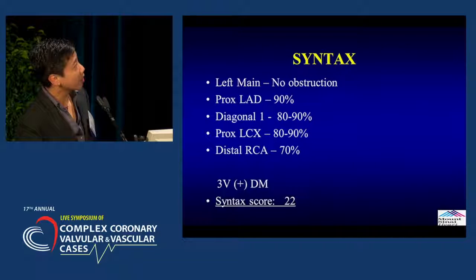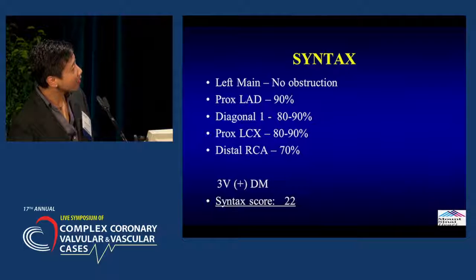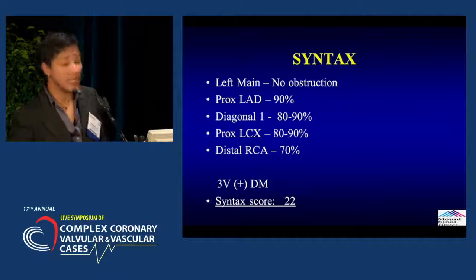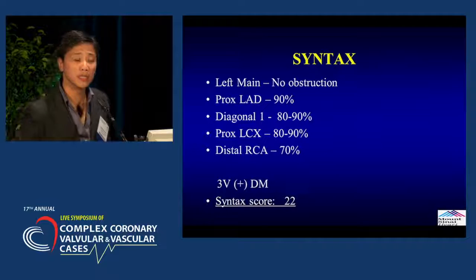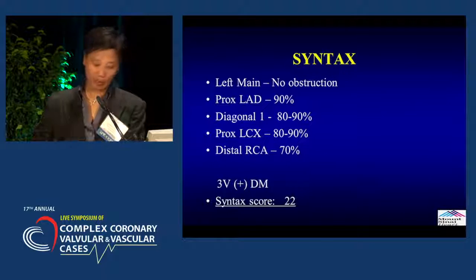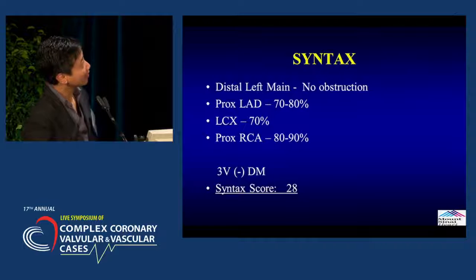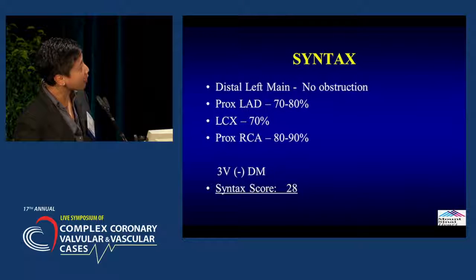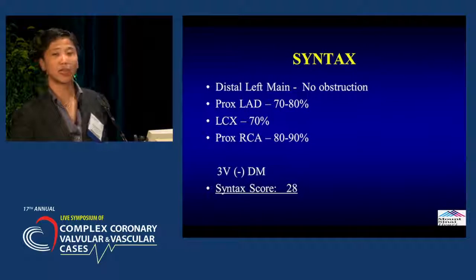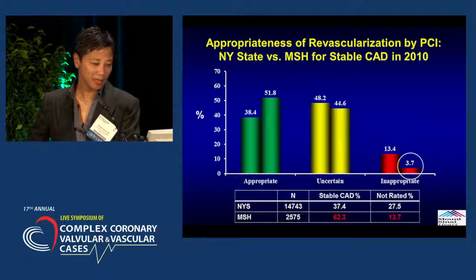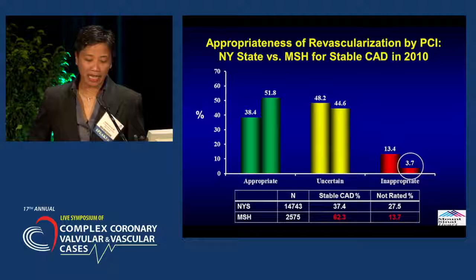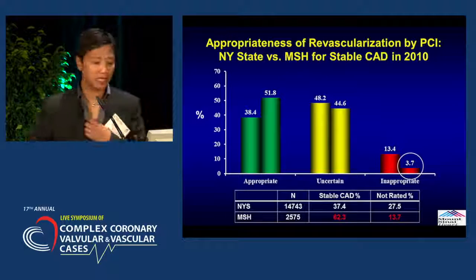LAD, diagonal with just 1 vessel, circumflex, RCA. So 3-vessel CAD with diabetes. Does the syntax score matter? No. So what do we do with this patient? CABG, unless you meet the exclusion criteria. Another one: LAD, circumflex, RCA, 3-vessel, no diabetes, syntax score 28. Where do we send this patient? CABG. Very good.